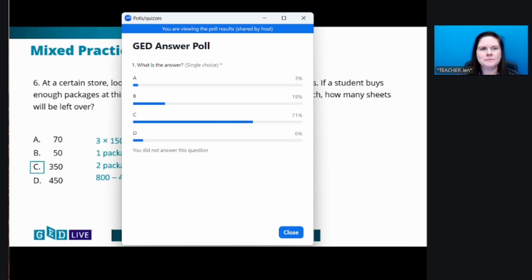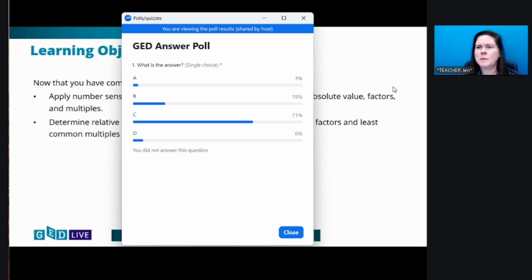Nice job, friend. So here's what we've done today. We talked about whole numbers on the number line, remember? We talked about absolute value, a number's distance from 0 on the number line. We talked about factors and multiples, few factors, many multiples. With factors, we came up with the t, remember? And with multiples, we have a list that goes on to infinity.